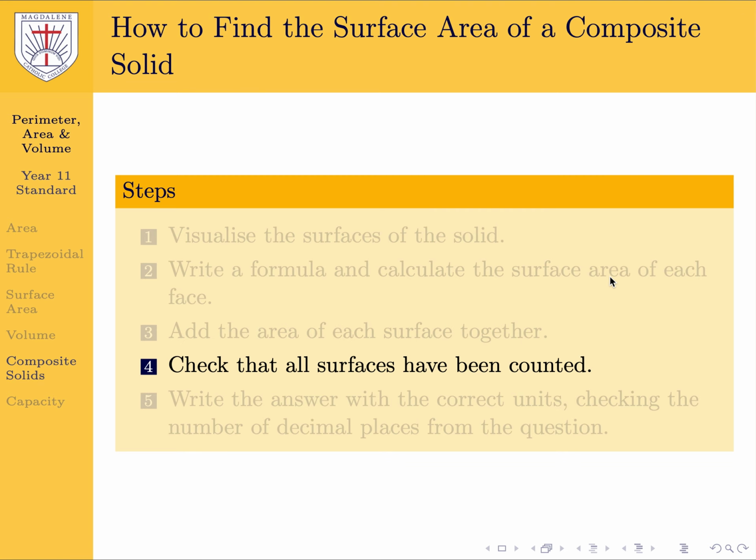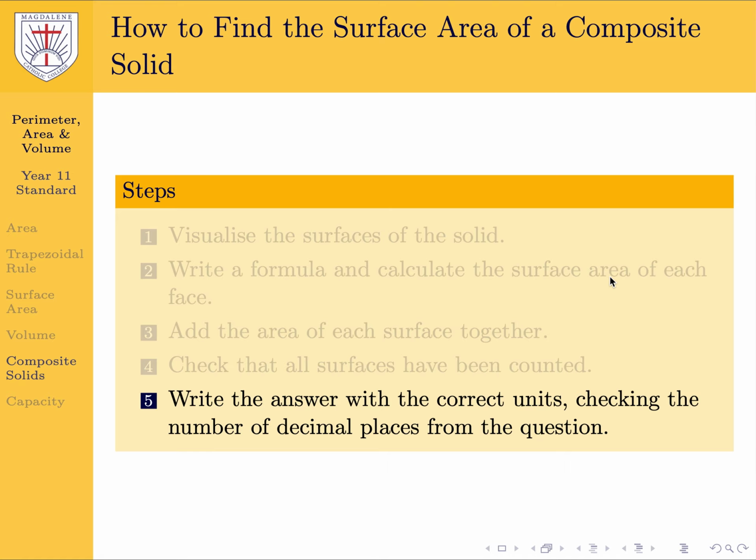We need to make sure that we check that all surfaces have been counted, because this is where people make lots of mistakes. And then when you're done, you need to write the answer with correct units and check that the number of decimal places from the question is correct.